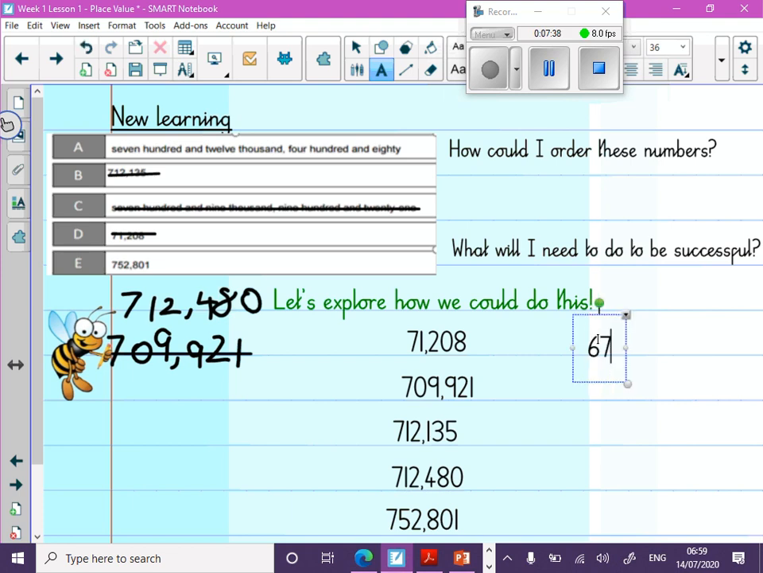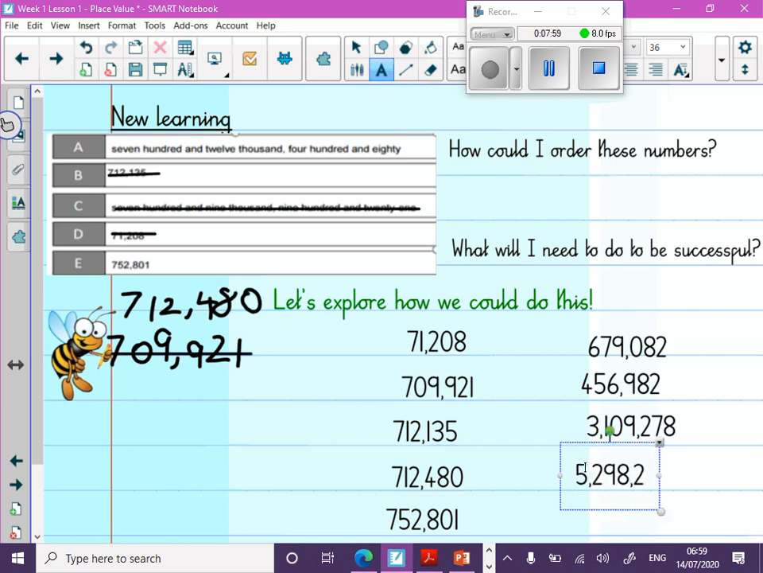I would like to have a go at ordering the numbers that I am writing here. I wonder if you could order them from largest to smallest. So you can pause the video and have a go at doing that, maybe on a piece of paper, maybe on your own iPad or laptop, however it is that you are choosing to watch this video. So can you order these numbers here from largest to smallest?